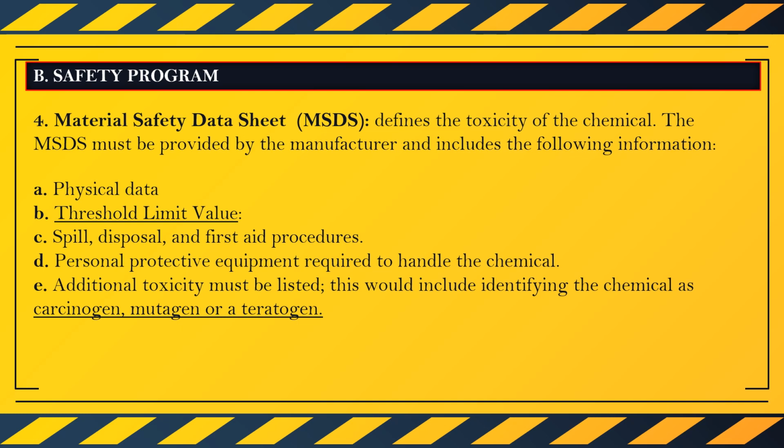This would include identifying the chemical as carcinogen, mutagen, or teratogen. So when we say carcinogens, of course, these are agents that can cause cancer. When we say mutagen, these are agents that can cause alteration of the DNA, the cellular DNA composition. And when we say teratogen or teratogenic, these are agents that can impair the physiologic development of the fetus.